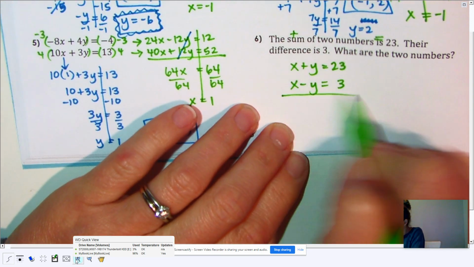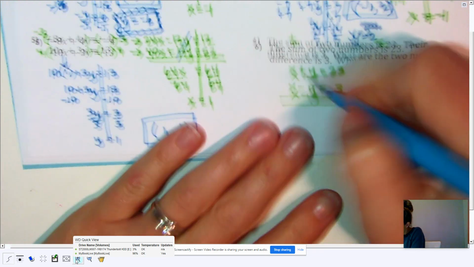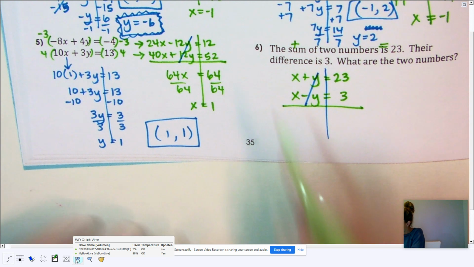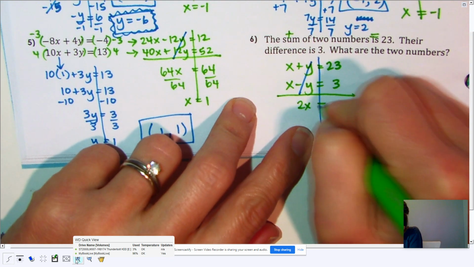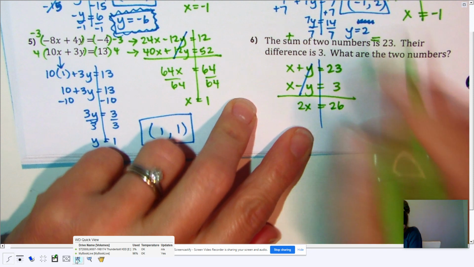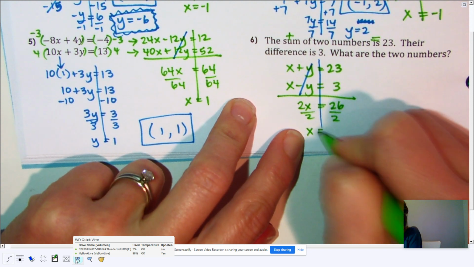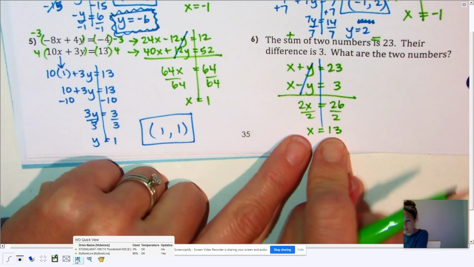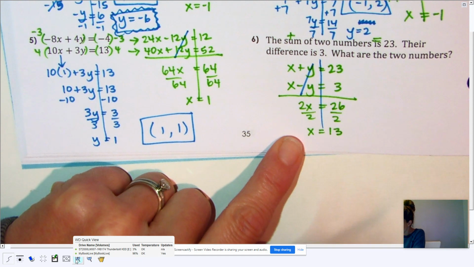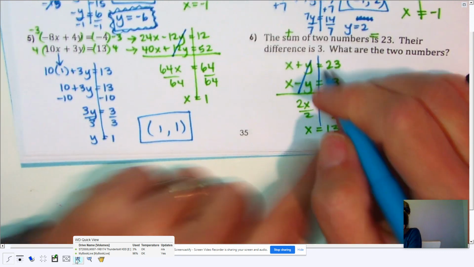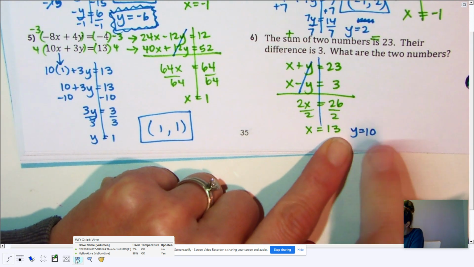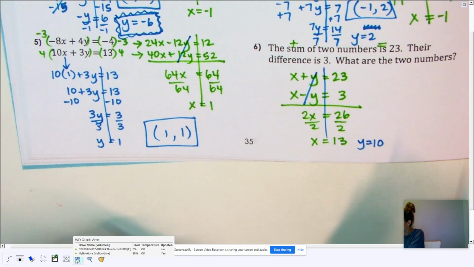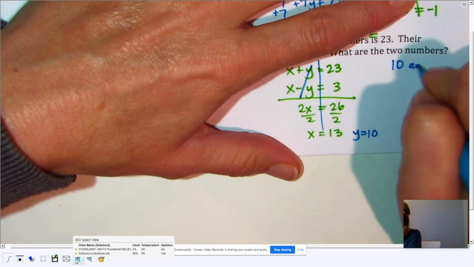Well, look at this one, you guys. What's going to happen? The y's are going to get eliminated, so I know I can just add them up. So x plus x is 2x. 23 plus 3 is 26. Divide by 2. So x is equal to 13. Well, I know that I still have to find the other one. So 13 plus something equals 23. Well, I know that y would have to equal 10 to make 23. And if I subtract them, I do get 3. So my two numbers are 10 and 13.